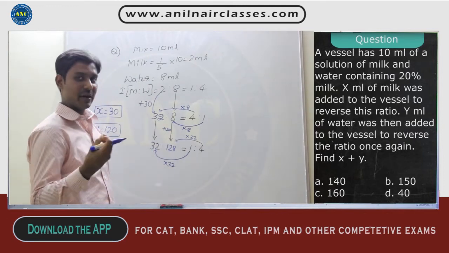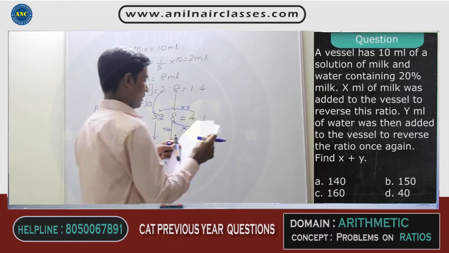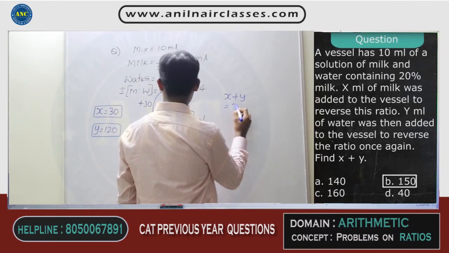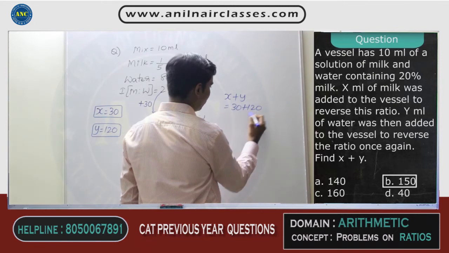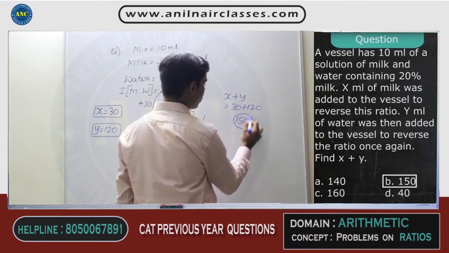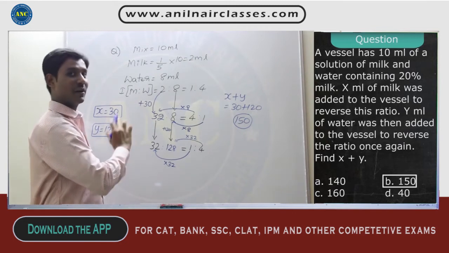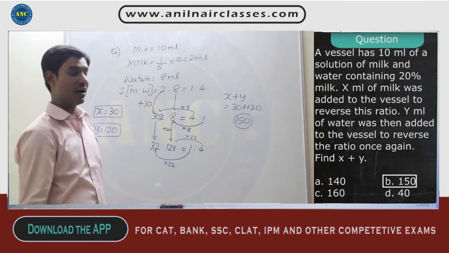Now, what is the main question? Your main question is find the value of X plus Y. X plus Y is nothing but 30 plus 120, so it should be 150. It's a very, very beautiful way of solving by the usage of variables. Sorry, not by the usage of variables, but by usage of ratios.